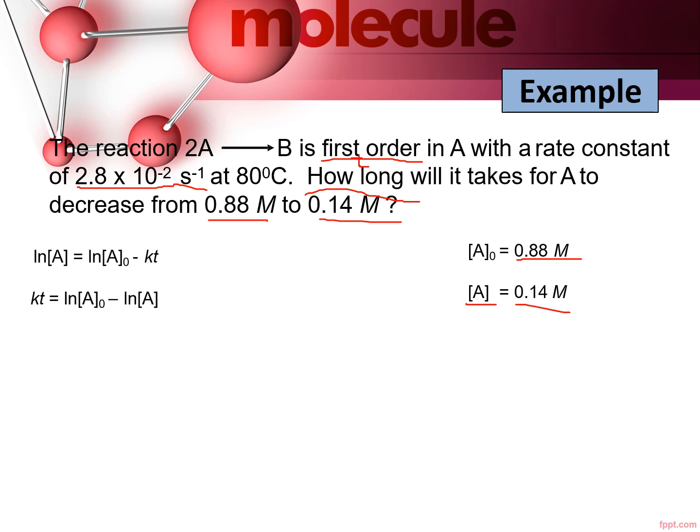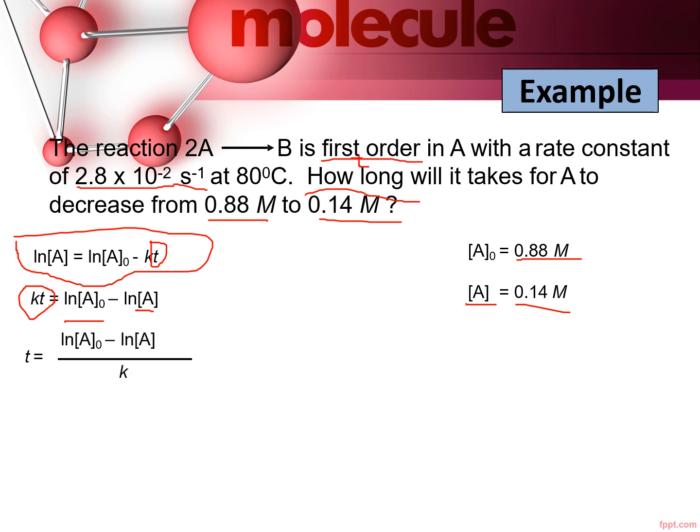Okay, so for first order, this is the formula: ln A is equal to ln A naught minus KT. We want to find the t, right? So now you rearrange the equation, make KT the subject: KT is equal to ln A naught minus ln A. Now make t the subject by dividing all of them by K. So ln minus ln actually becomes a division: ln of initial A over the concentration of A, that will be divided by K, right?